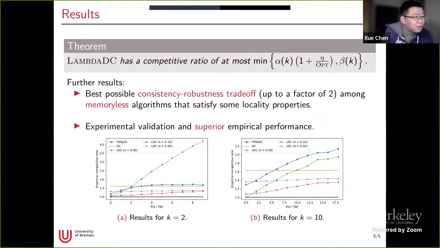Hi Alex, maybe I have one question. So in this slide you mentioned this is the best possible trade-off up to a factor of 2 for some locality properties. Can you spell out what is the locality property?